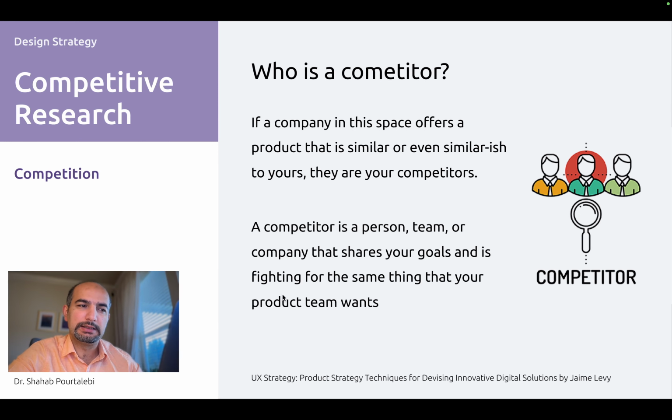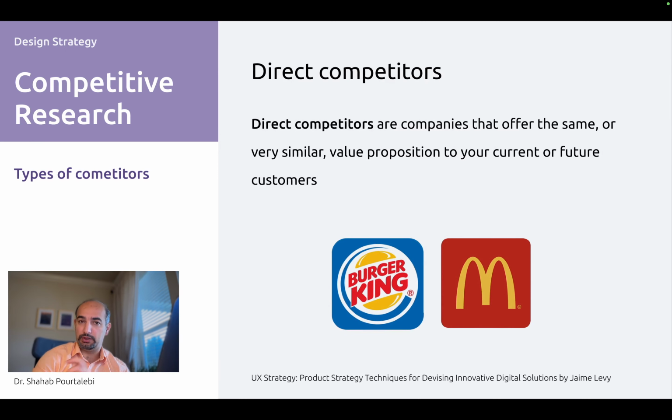They offer a similar or similarish product. Similarish because their solution might be different, but the goal is the same. The problem that they're trying to solve would be the same as the problem that we are trying to address. Okay, so that's a competitor. But we have different types of competitors: direct competitors and indirect competitors.